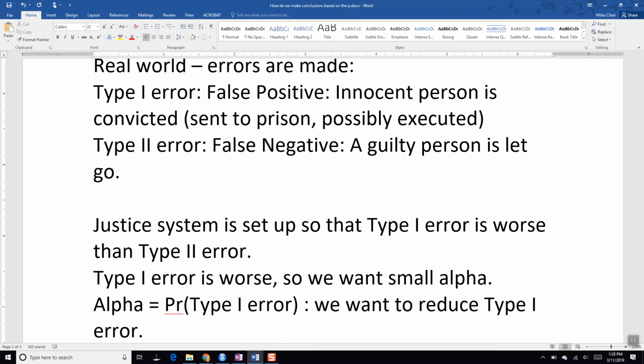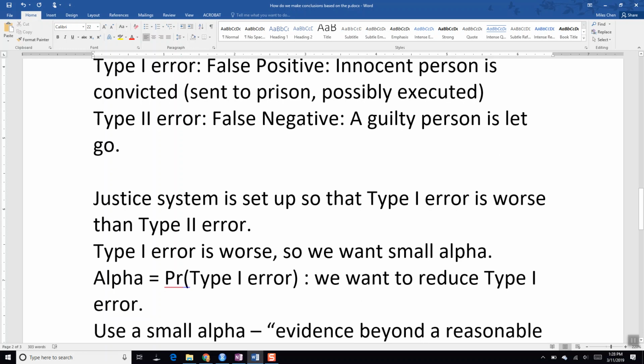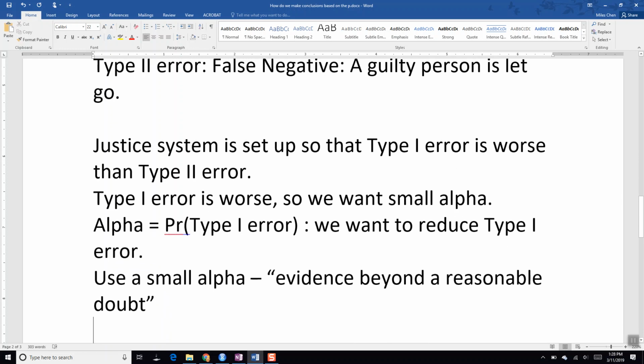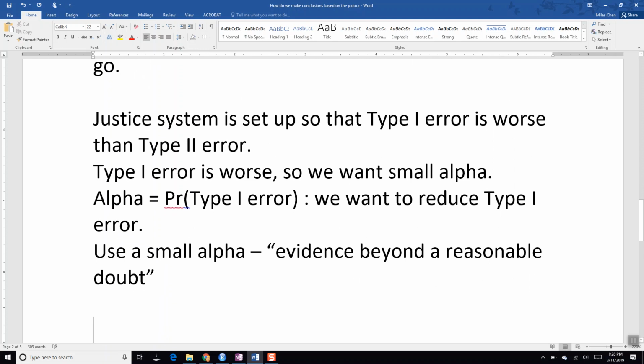They actually say this when, if you're ever on a jury or whatever, they don't say use a small alpha, but they say something like that. What do they say? There's a key phrase that we hear. More evidence. What's that? Not more evidence. They say you need evidence beyond a reasonable doubt, right? So the standard for a conviction in a criminal trial is reasonable doubt, okay? Which means the bar is this high. It's basically a small alpha.